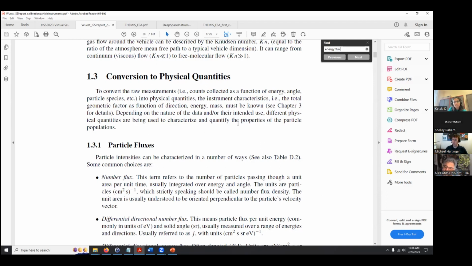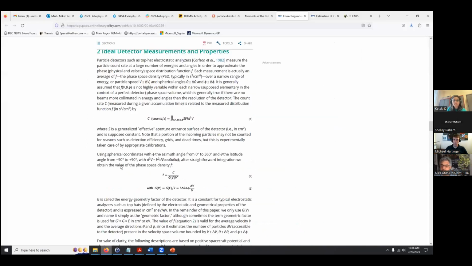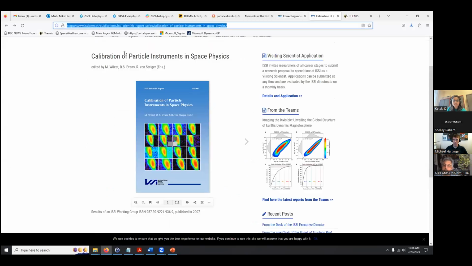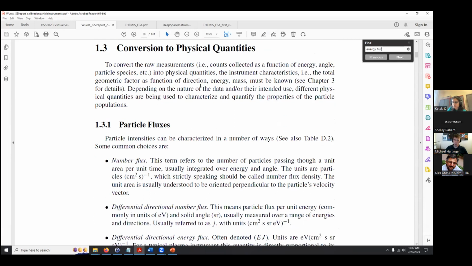Especially for those who haven't worked with particle measurements a lot, just to give you some basics. What I'm showing you right now is from this West ISI report that I mentioned earlier. I'm going to put the link in the chat in case you don't have it yet. You should be able to download it, although I had a hard time downloading it earlier, but it's definitely open and available. In this reference, there's a really great introduction to the different physical quantities you get from particle detectors, and how they map to moments and distribution functions. So let's talk about these physical quantities.